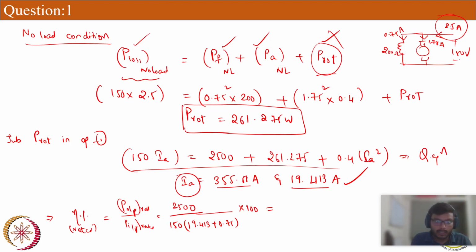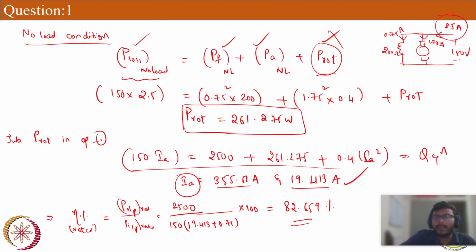19.413 plus 0.75. So I'm getting a percentage of 82.659. So 82.659 percent. Please tally these results with me, and you also please solve and tally the answer with me.